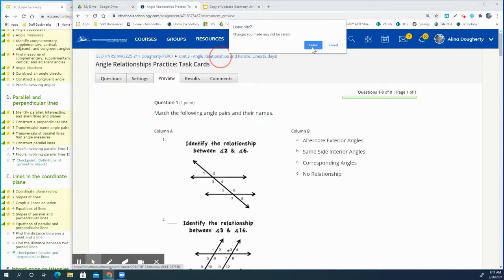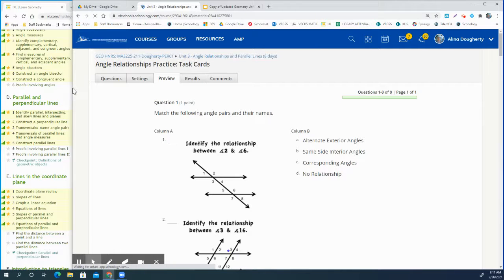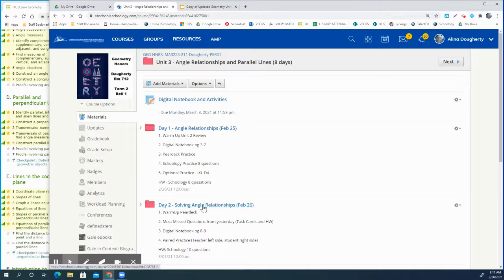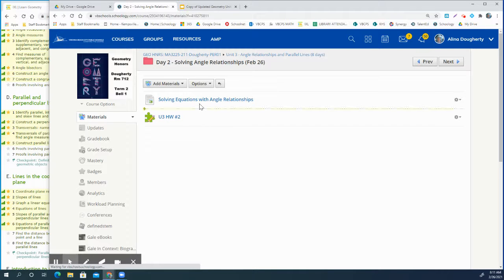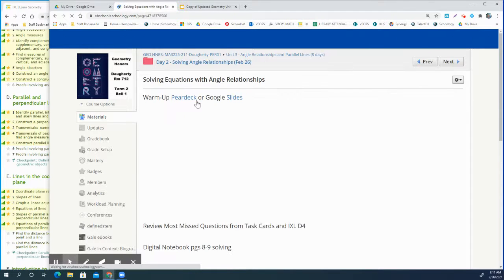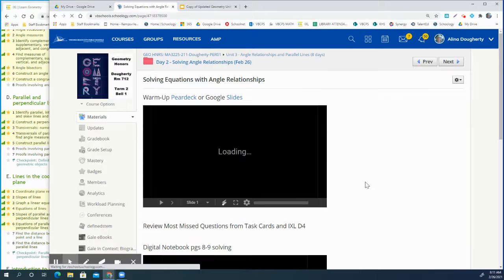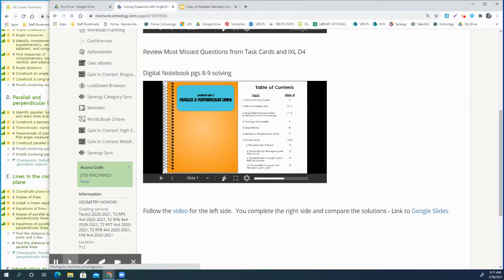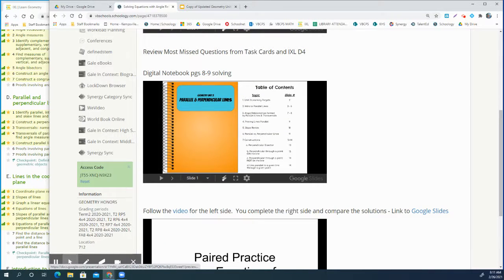If you go back into the folder, and go into day 2. We're not going to do the warm-up that's in here. But I do want to go look at the digital notebook for some problem solving. Sometimes when we use these and create expressions and equations with them, the angle relationships start to make more sense. So we're going to go back to this digital notebook for pages 8 and 9 real fast.